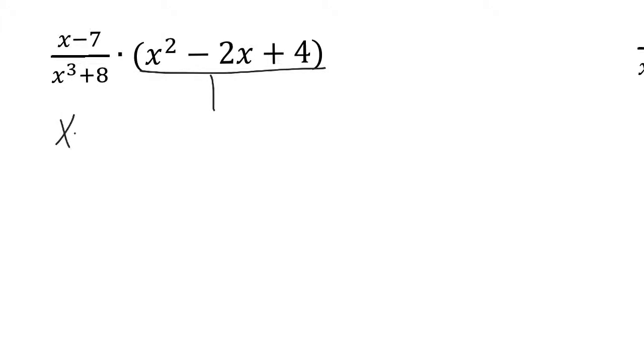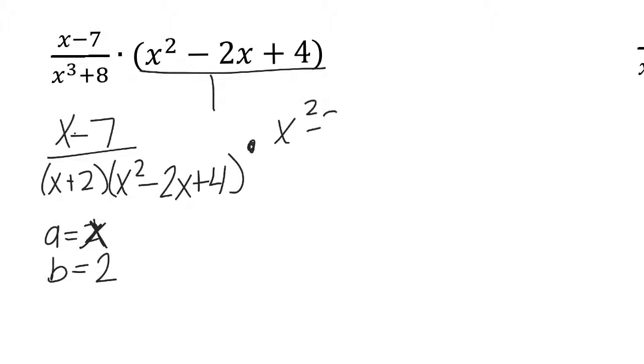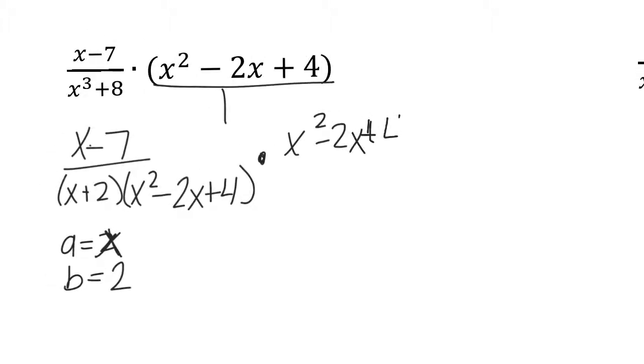So I have x minus 7, and x cubed plus 8. We need to recognize that. That's a sum of cubes. So it's going to factor to x plus 2, right? Because your a is x and your b is 2, and it's a plus b, times a squared, so x squared, minus ab, minus 2 times x, plus b squared, which is 4. The x squared minus 2x plus 4 is not factorable because there are not two numbers that multiply to 4 and add to negative 2.